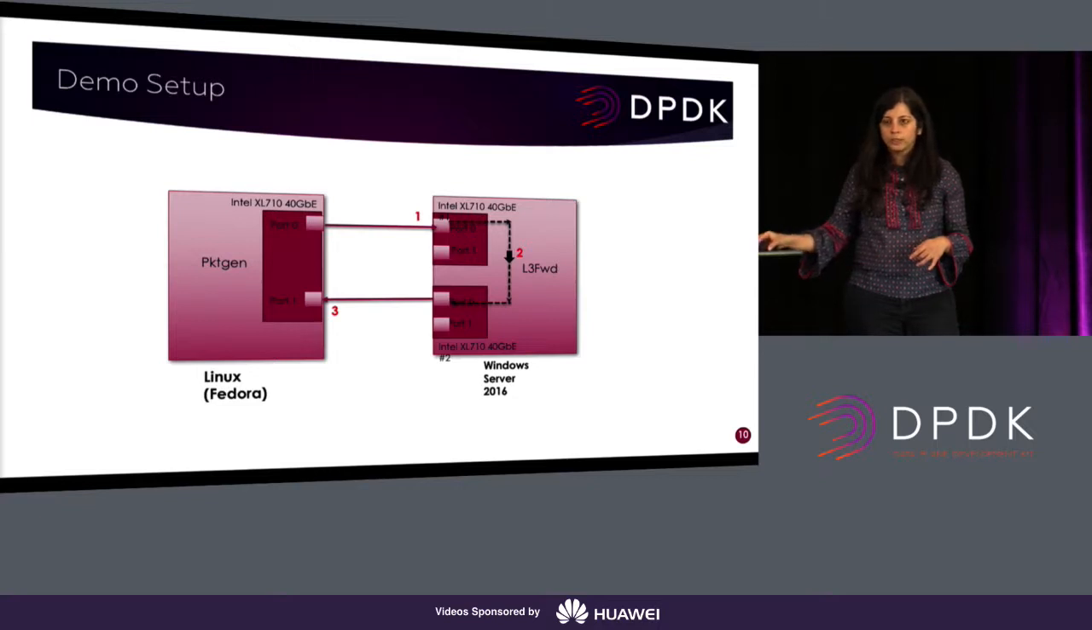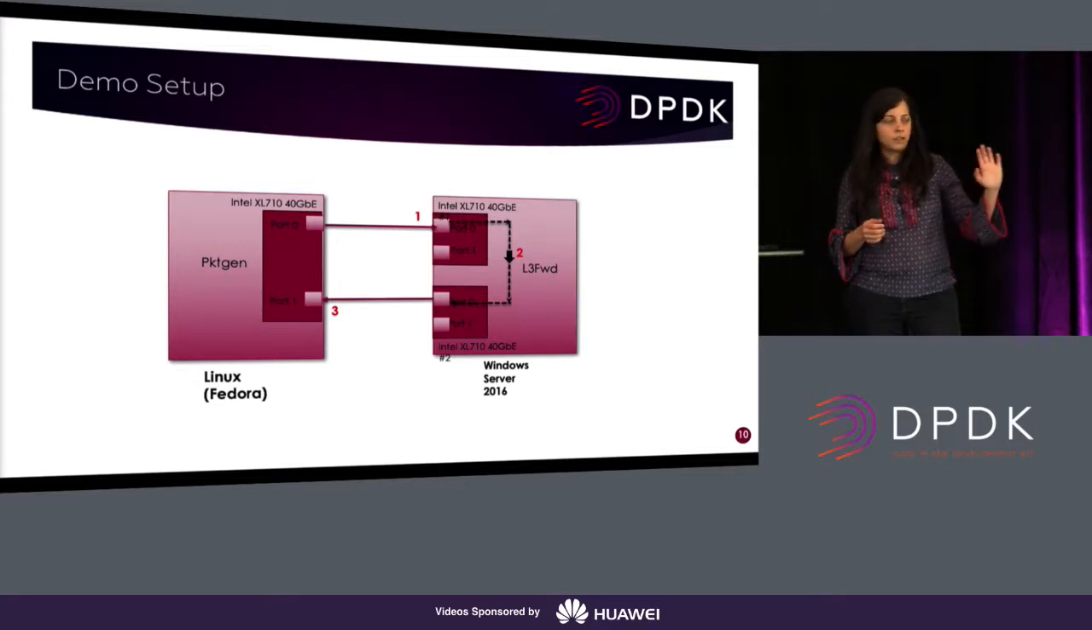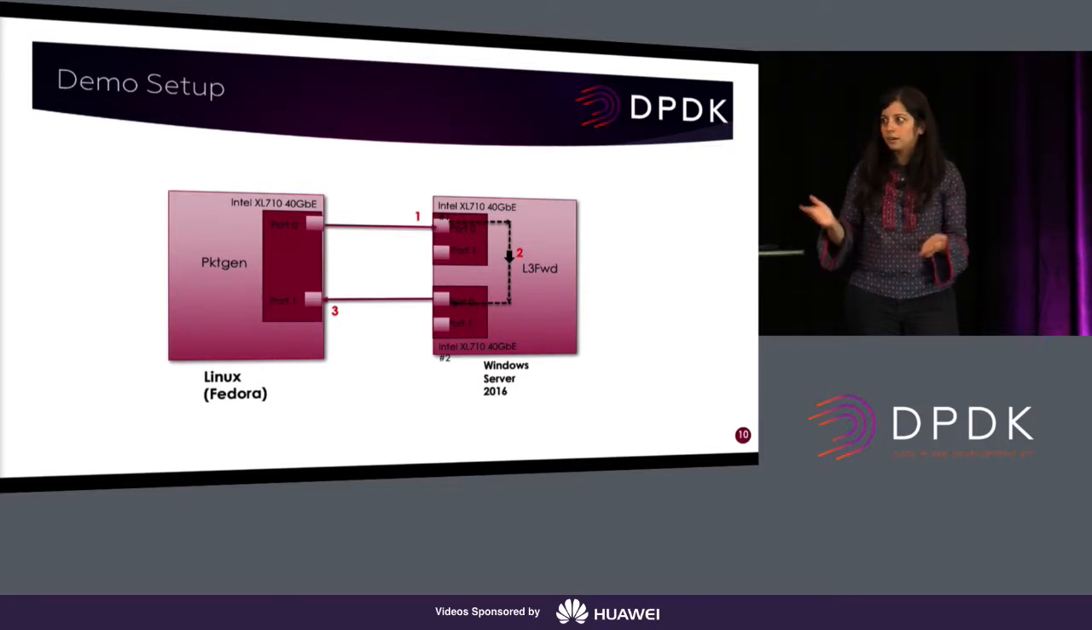So what I'm showing here is a 2-port device. The devices we are showing here are the Intel 710, which is a 2-port 40 gig card. We have 2 of these cards, and I'm generating traffic using pktgen. That's a standard packet generator, nothing new there. The packets are being received by one port and transmitted out by another port using the application L3 forward. That's also a common DPDK application.